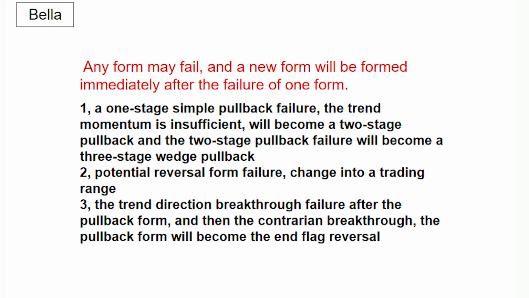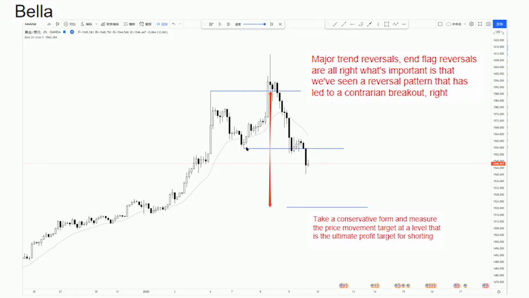reverse reversal cases. If you look at the price pattern in the chart below, you don't have a problem if you think of it as a major trend reversal end flag reversal. The point is that we see a reversal pattern that has led to a contrarian breakout, and we measure the price movement at the height of that pattern, and then we break out and we do an isometric extension. We're going to take a conservative height and measure the vertical distance between this high and this low, and do an isometric extension down to find a horizontal level. This price level is our ultimate profit target.